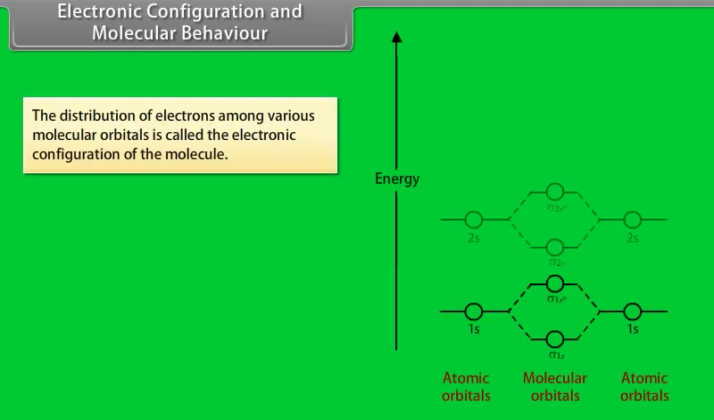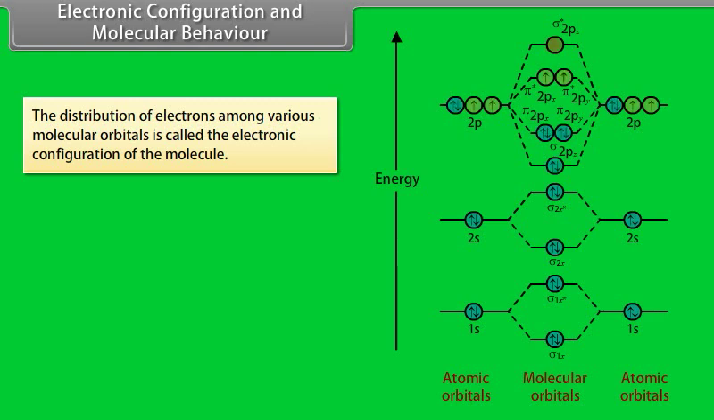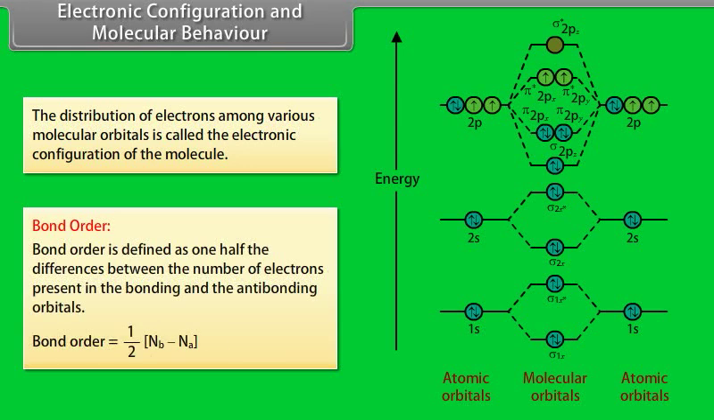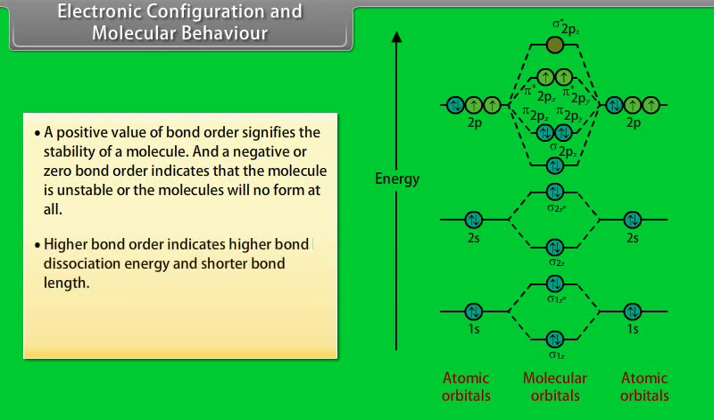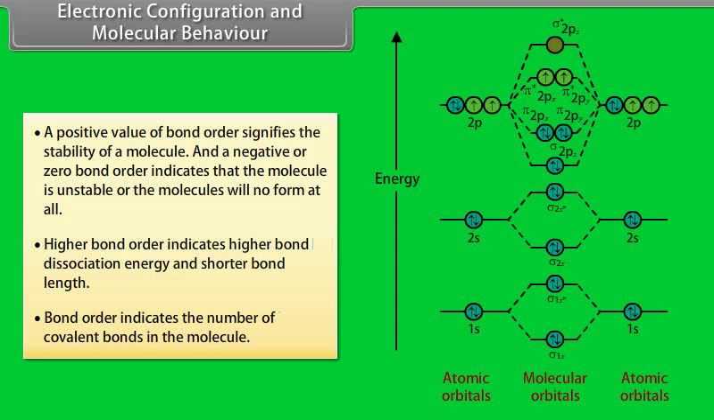Electronic configuration and molecular behavior. The distribution of electrons among various molecular orbitals is called the electronic configuration of the molecule. Bond order. Bond order is defined as 1/2 the difference between the number of electrons present in the bonding and the anti-bonding orbitals. A positive value of bond order signifies the stability of a molecule, and a negative or zero bond order indicates that the molecule is unstable or the molecule will not form at all. Higher bond order indicates higher bond dissociation energy and shorter bond length. Bond order indicates the number of covalent bonds in the molecule.